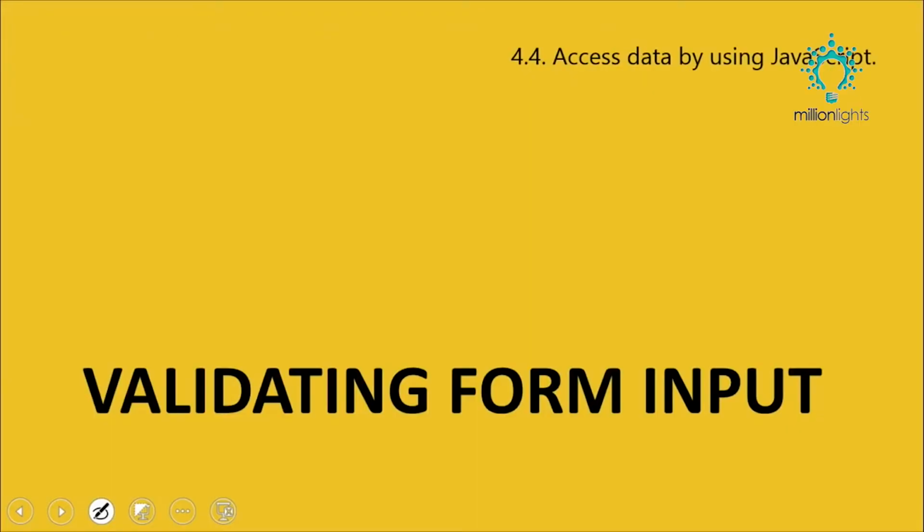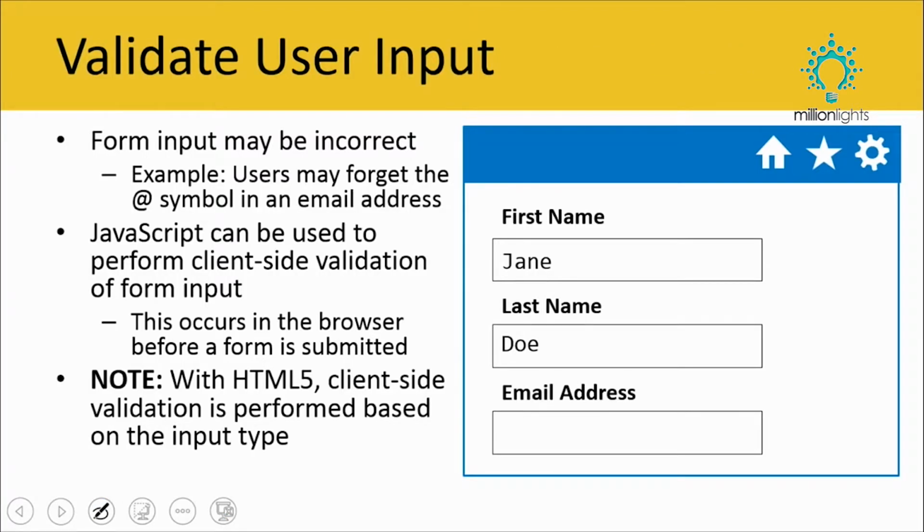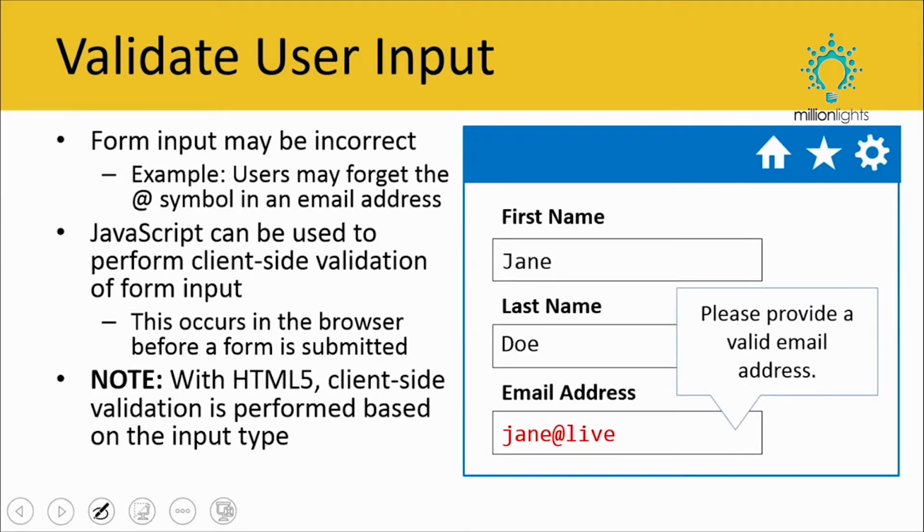All right, lastly, we already talked about this with validating form input, and a lot of this can already be done on the client side with CSS and HTML, but JavaScript can also be used to validate user input. And so sometimes, you're going to maybe forget the @ symbol in an email address or forget to write .com. And so JavaScript is used to perform client-side validation in addition to CSS3, right? Or rather, you can use it in lieu of. So maybe we type Jane@live and forget the .com or .org or .net, and then JavaScript can prompt us to provide a valid email address.